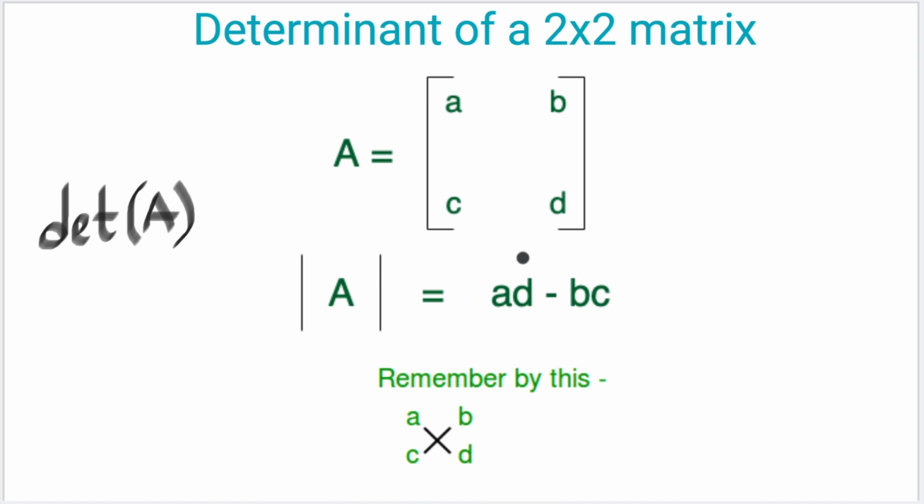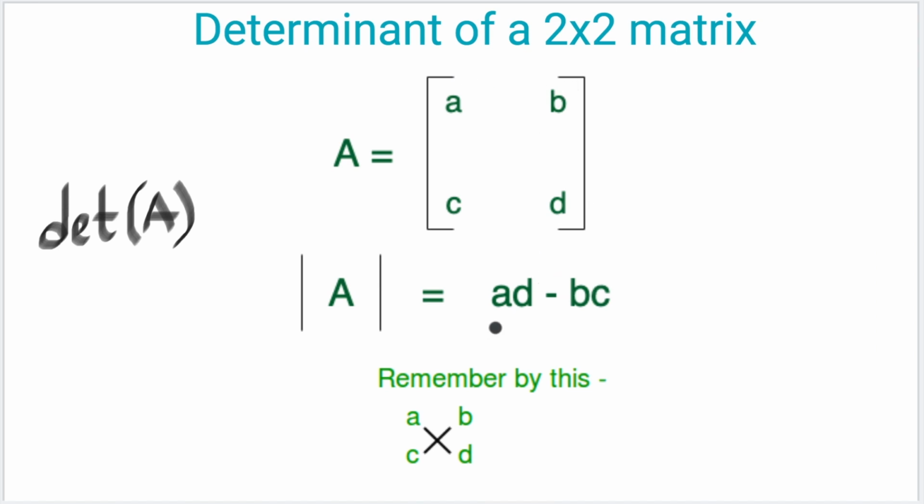The actual calculation goes like this. We're going to multiply A times D, the top left value times the bottom right value, minus the bottom left value times the top right value. Once you get those products, you subtract them.